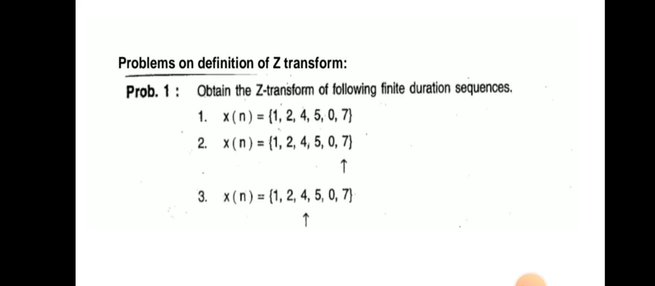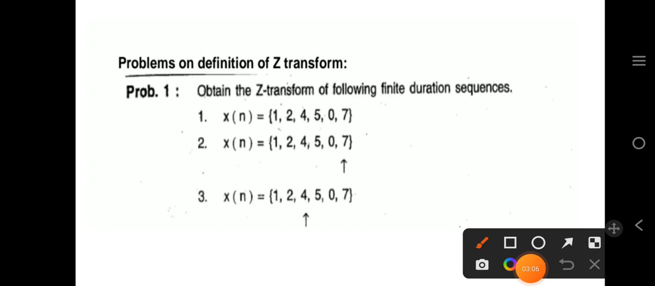Then the third question is x of n is equal to, in curly brackets, 1, 2, 4, 5, 0, 7, and the 0 place is represented at the value 4. The main difference in these three problems is that the downward arrow is shown in the last two problems but not in the first problem. In such a case, if the arrow is not given, we have to consider the arrow at the first value, that is at 1. In today's video lecture, we will see how to solve these problems.